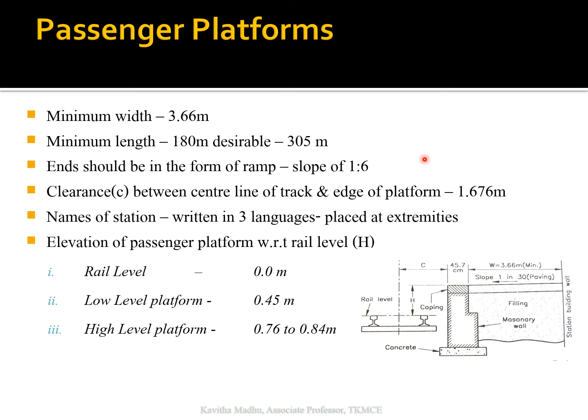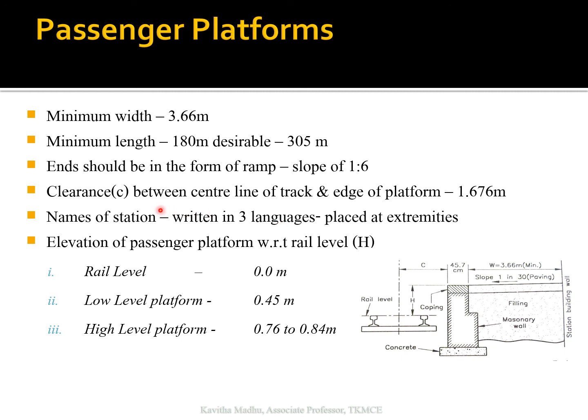Then there should be adequate drinking water facility and also sanitary arrangements. Then the name of the station should be written on an RCC board in bold letters. In India, we usually prefer to give that in 3 languages: Hindi, English, and the regional language. These boards are placed at the extremities of the platform and at right angles to the moving train. The height of the underside of the board from the platform level is generally 1.8 meters.